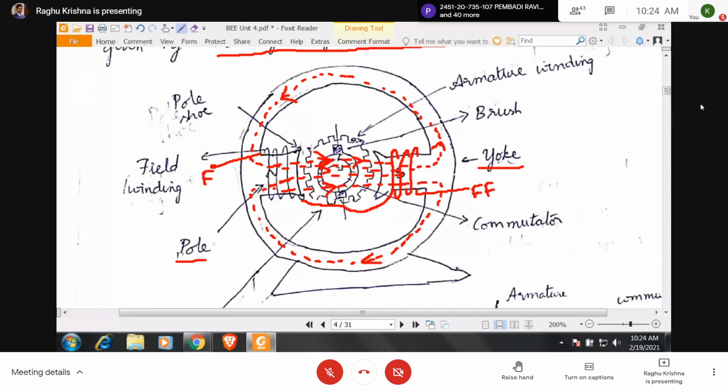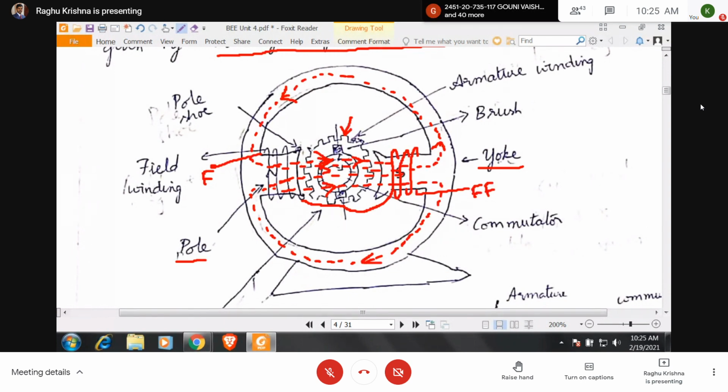On the armature you are going to have the armature winding. The winding is made up of conductors. So here on the armature, this is the armature. This rotating part is the armature. The armature is also made up of laminations in order to reduce the iron loss.